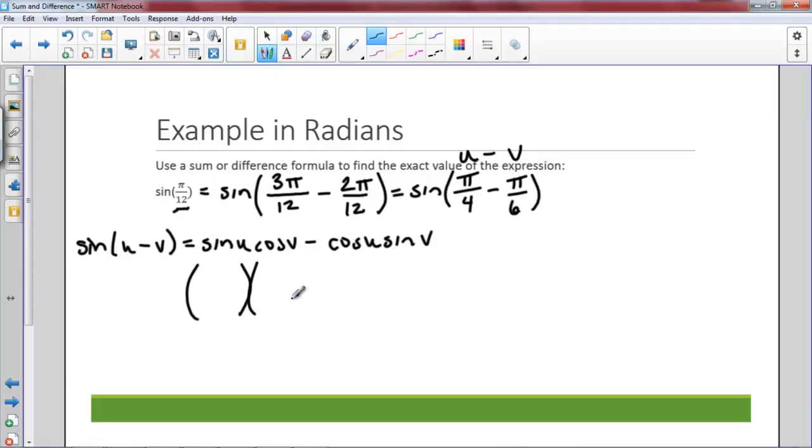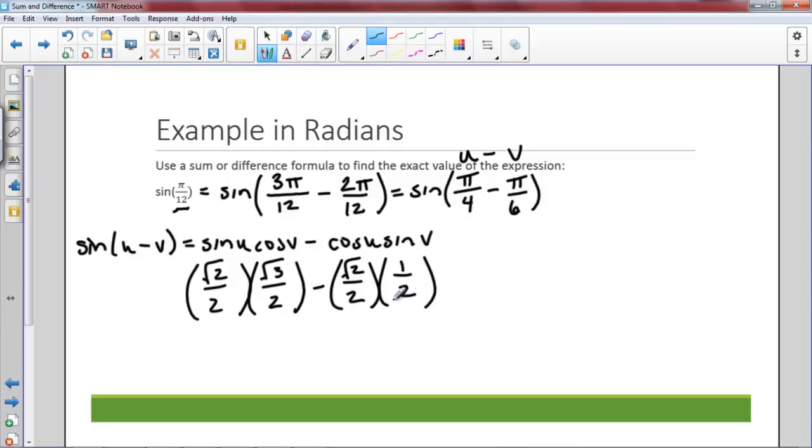So again, we're going to look at the unit circle and we're going to fill in all 4 of these values. So here I need sine of u. U is pi over 4, so that's going to give me root 2 over 2. Cosine u, root 2 over 2 again. Here I have cosine v, so I'm looking for pi over 6. So the cosine of pi over 6, root 3 over 2. And now I need the sine of pi over 6, which is 1/2.